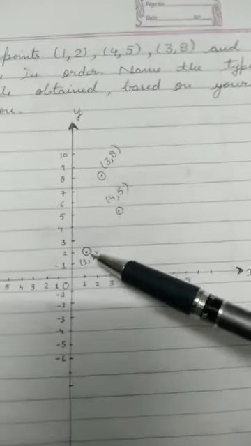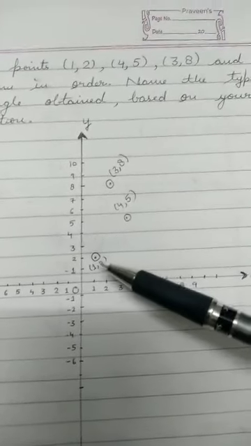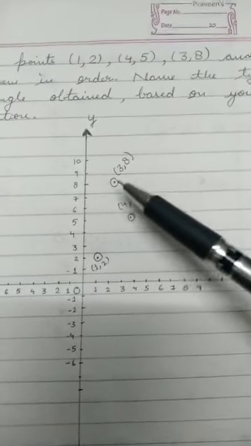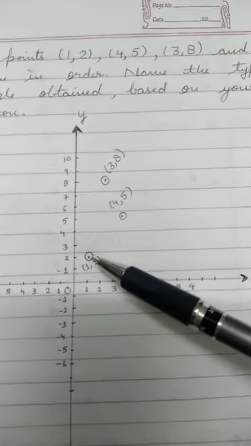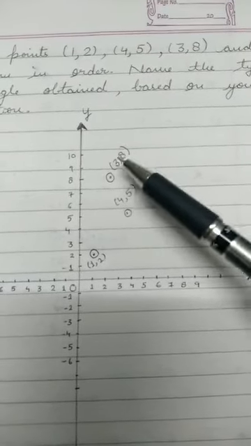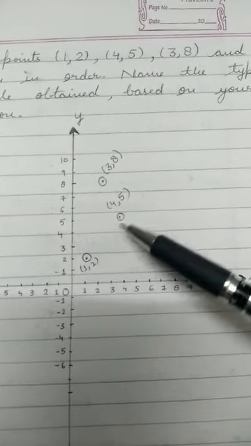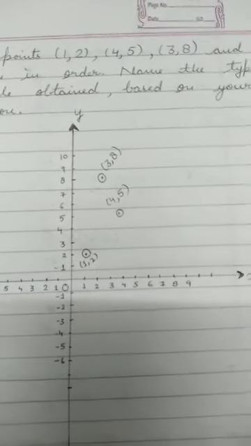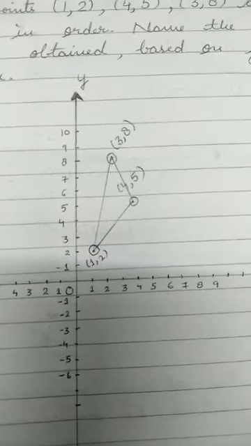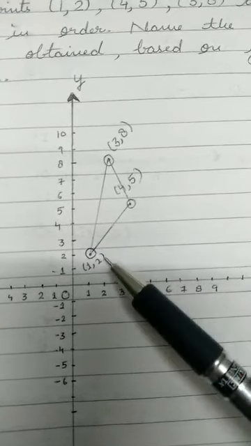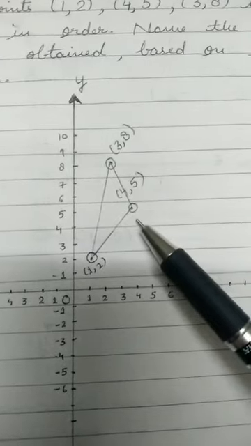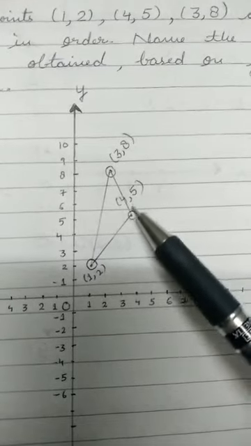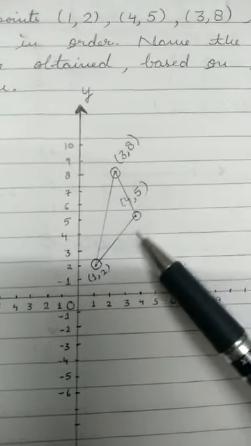Now when these 3 are plotted, you have to join them in order. The order is: first point is (1, 2), then second is (4, 5), third is (3, 8). Means first of all you will join this point to this, then to this, and then this to this. You can even name these points A, B and C. So on joining these 3 points we get a triangle, and just based on observation we can roughly say that it is a scalene triangle because all 3 sides are unequal. So we can say the triangle obtained is scalene.